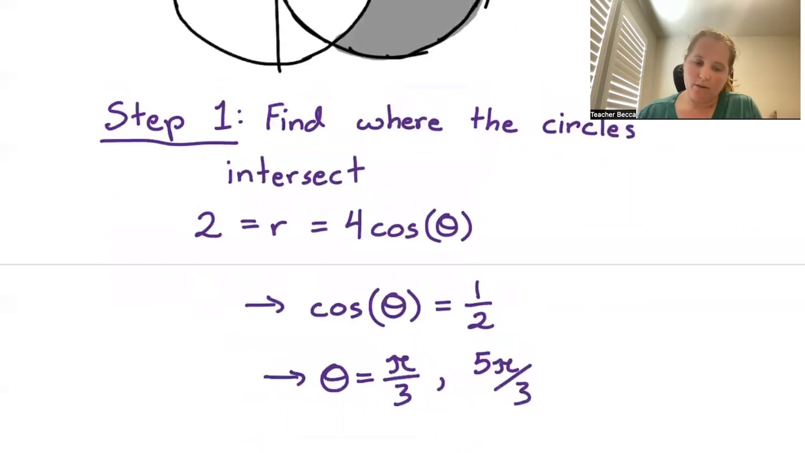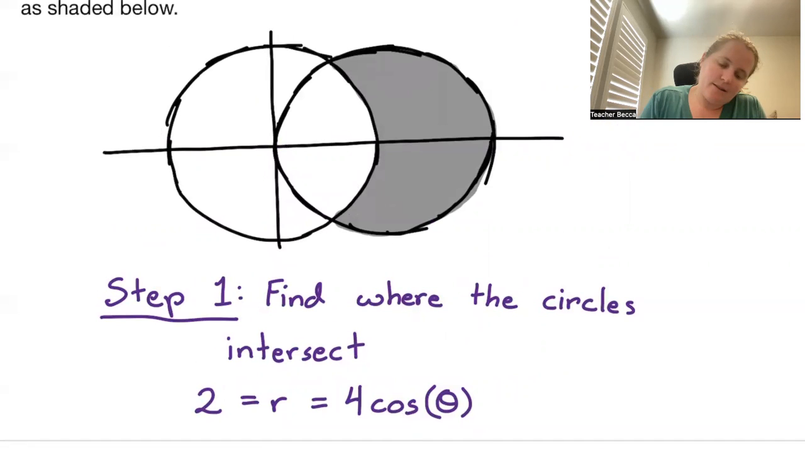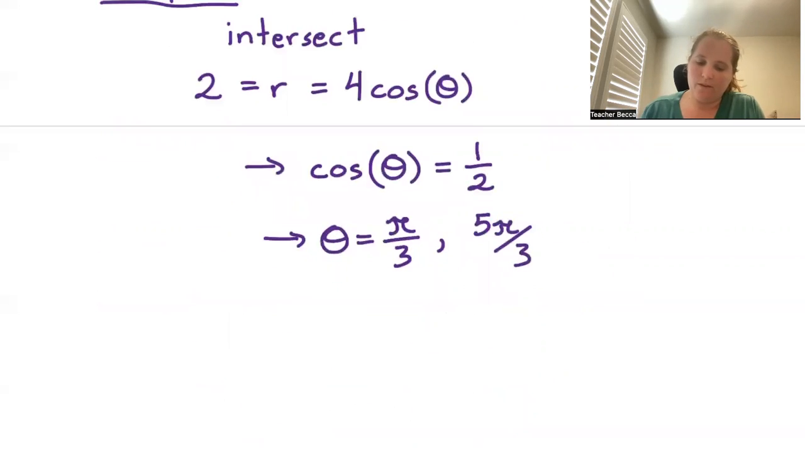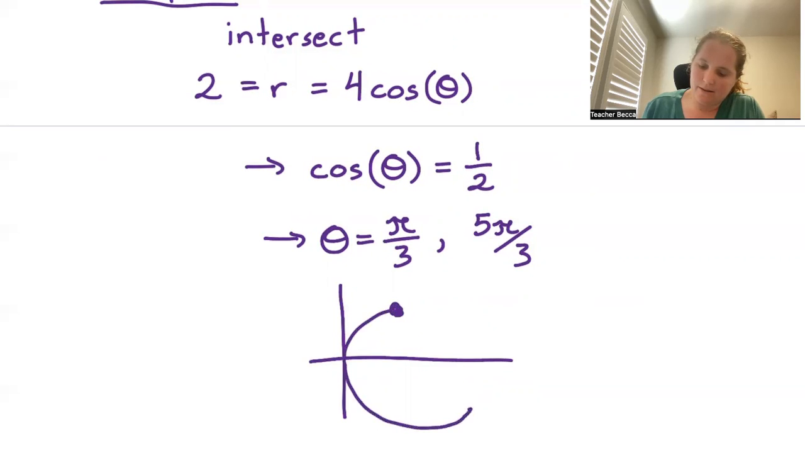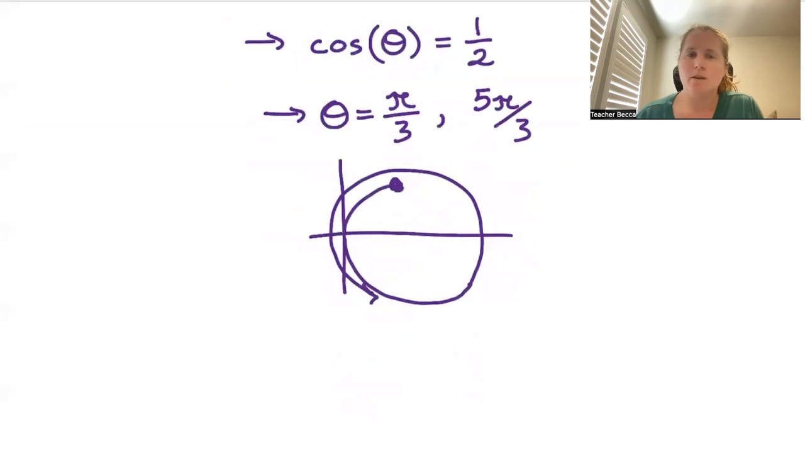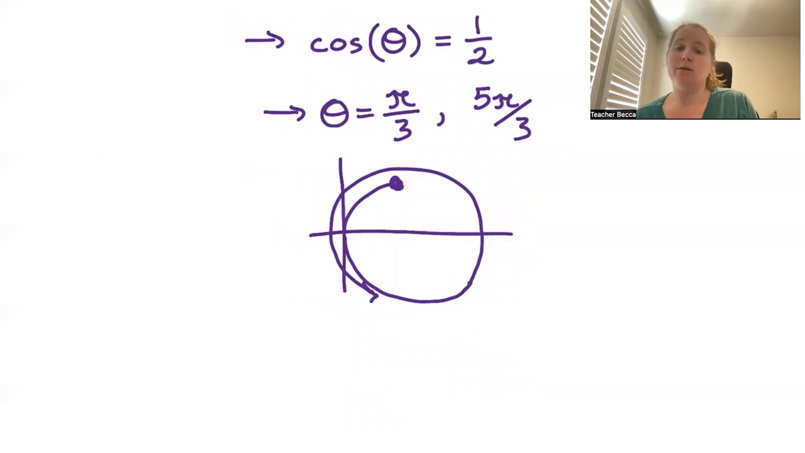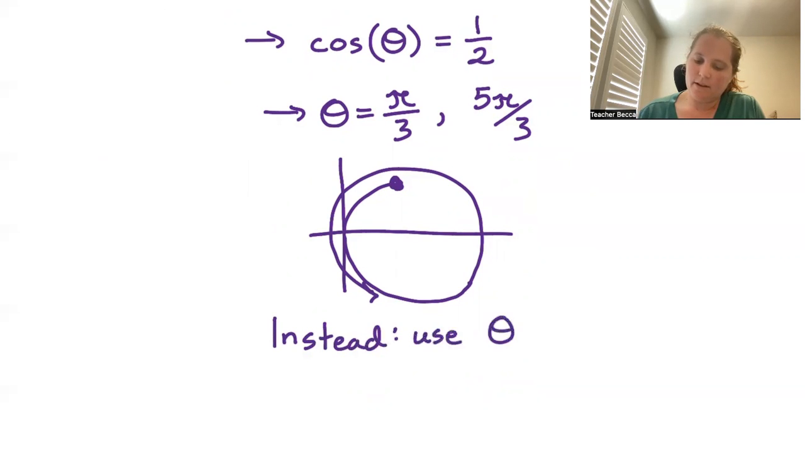We actually want to go, that would be like, if we went from theta pi over 3 to 5 pi over 3, we start here, we go around the circle, and we go around again. That's too much of the circle. So instead of going from pi over 3 to 5 pi over 3, instead, let's use theta equals negative pi over 3 to pi over 3.